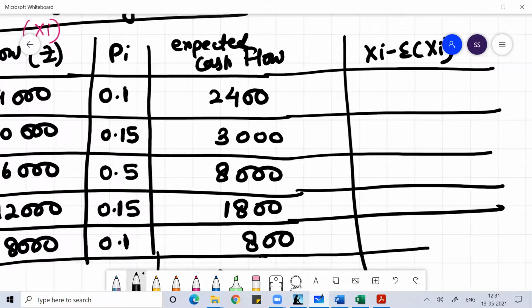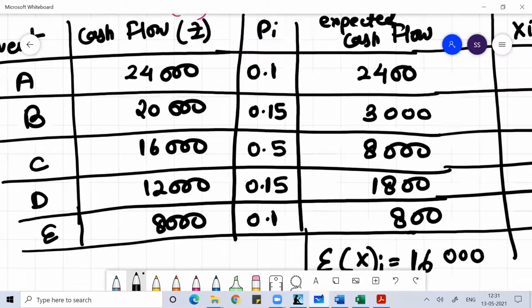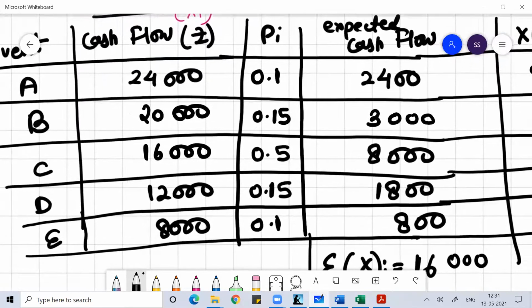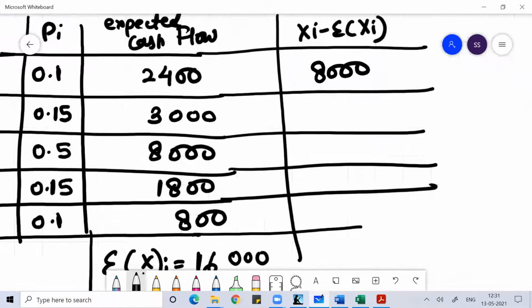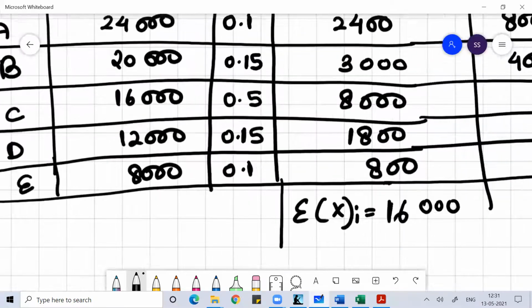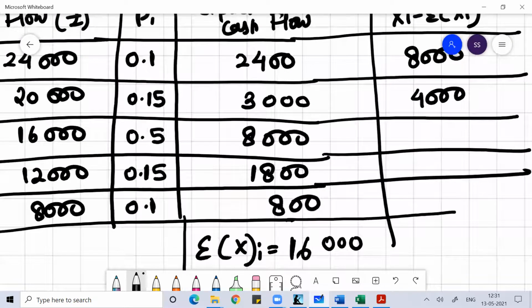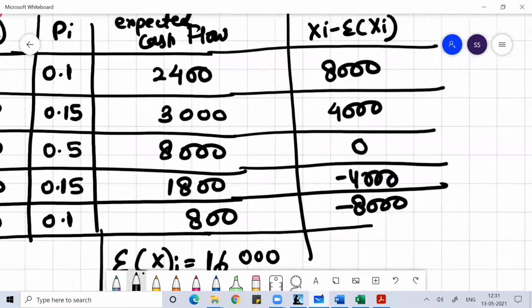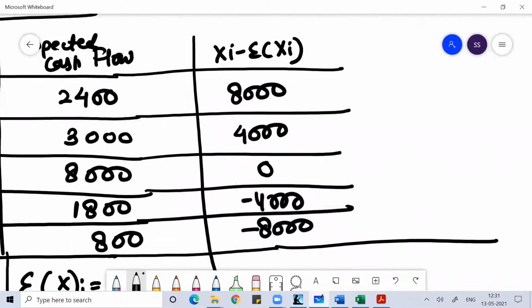So Xi, what are the individual values? 24,000 minus 16,000 will be 8,000. Then the next one, 20,000 minus 16,000 will be 4,000. Then 16 minus 16 will be 0. Then 12 minus 16 is minus 4,000. 8 minus 16 is minus 8,000. So we got these values.